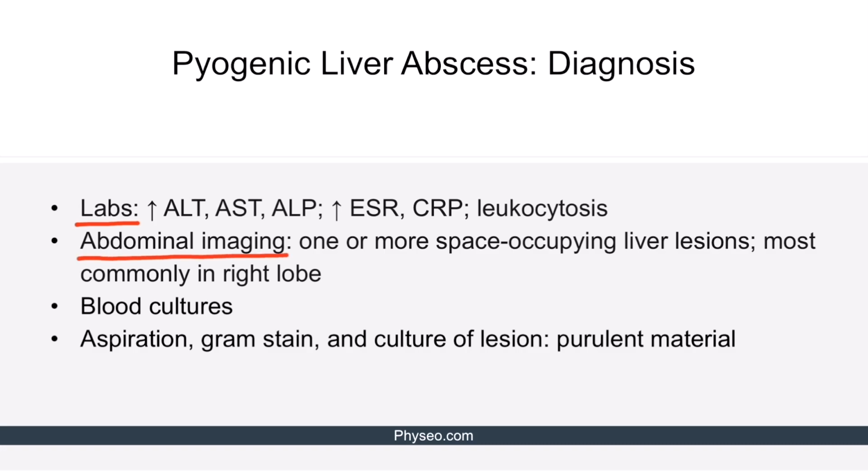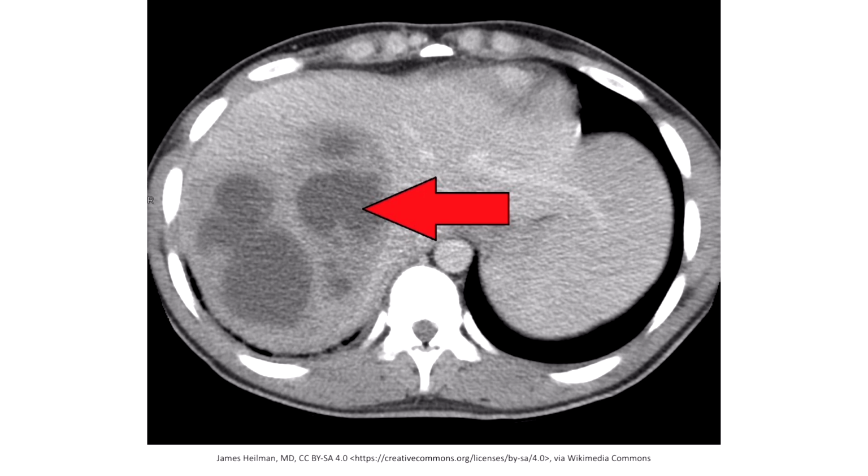Abdominal imaging shows one or more space-occupying liver lesions, most commonly in the right lobe. Blood cultures are essential as well. Aspiration, gram stain, and culture of the abscess material should be performed, and the aspirate typically looks purulent. Here is a CT image showing multiple liver abscesses, as indicated by the red arrow.